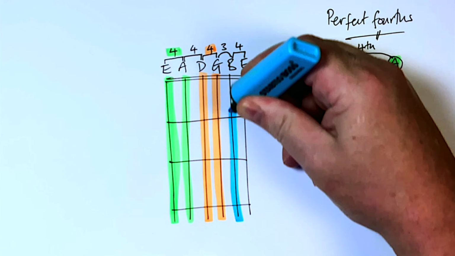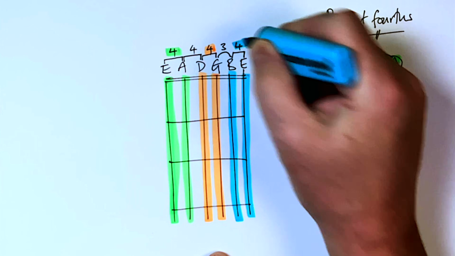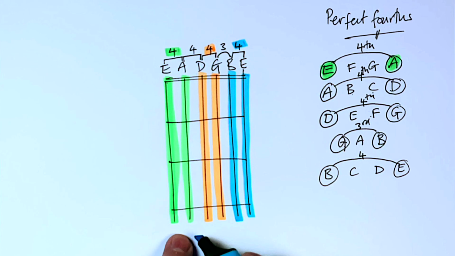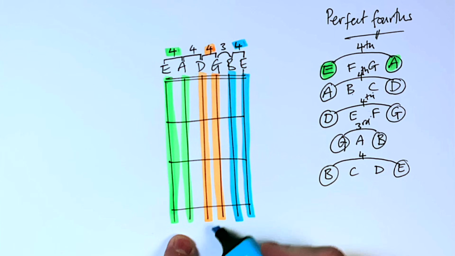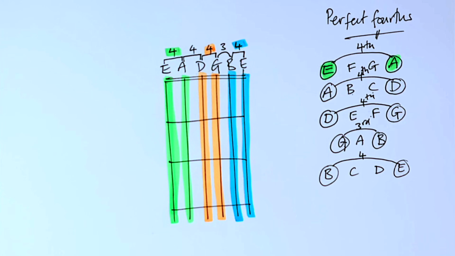And the cool thing that you will hopefully have noticed by now is that the E and A is a string pair, the D and the G is a string pair, the B and the E is a string pair as well. So we've got those there.